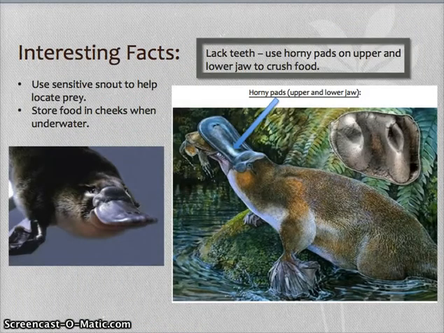The duck-billed platypus uses its sensitive snout to help locate prey that it crushes with the horny pads located on the upper and lower jaws, since they have no teeth. The platypus also can store food in its cheeks when hunting underwater.